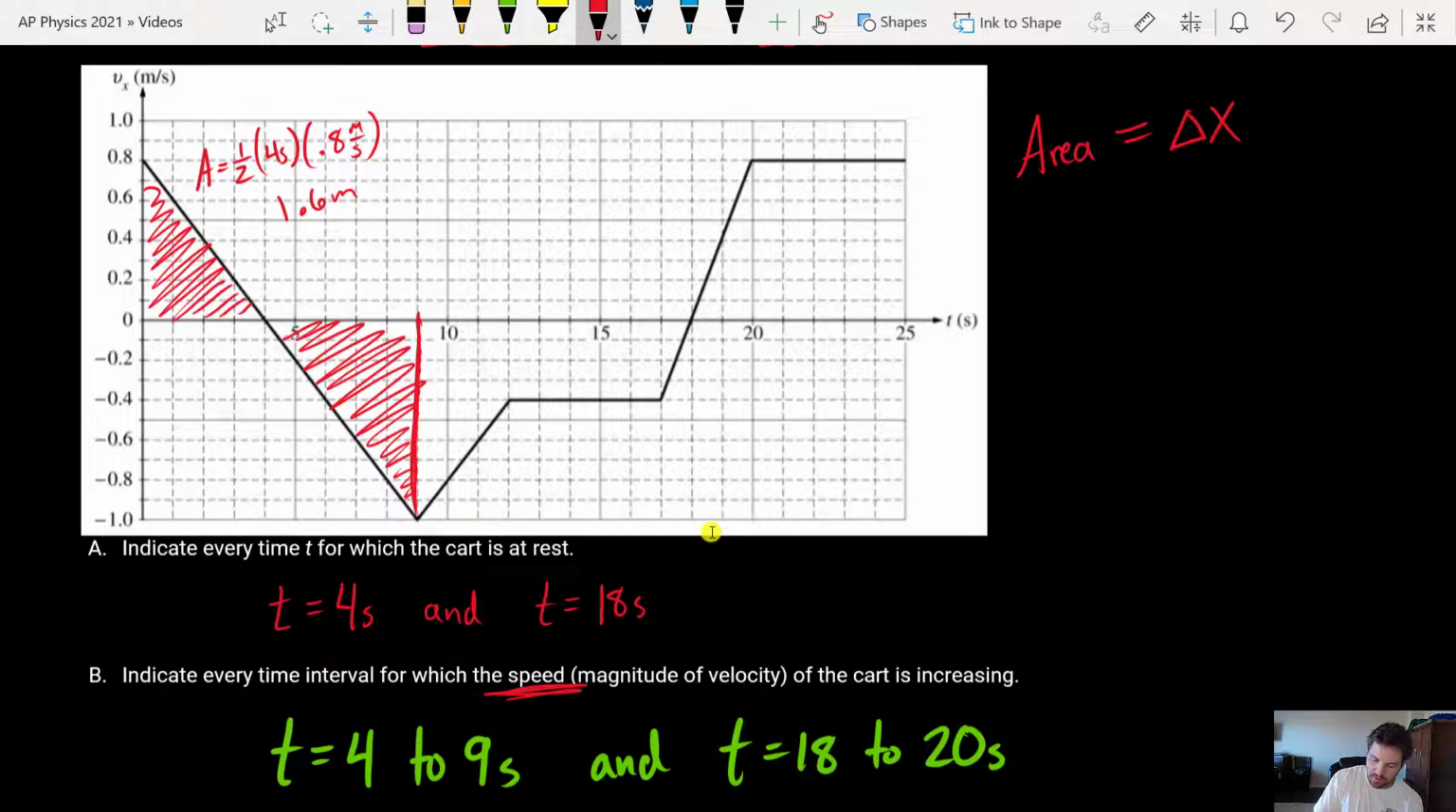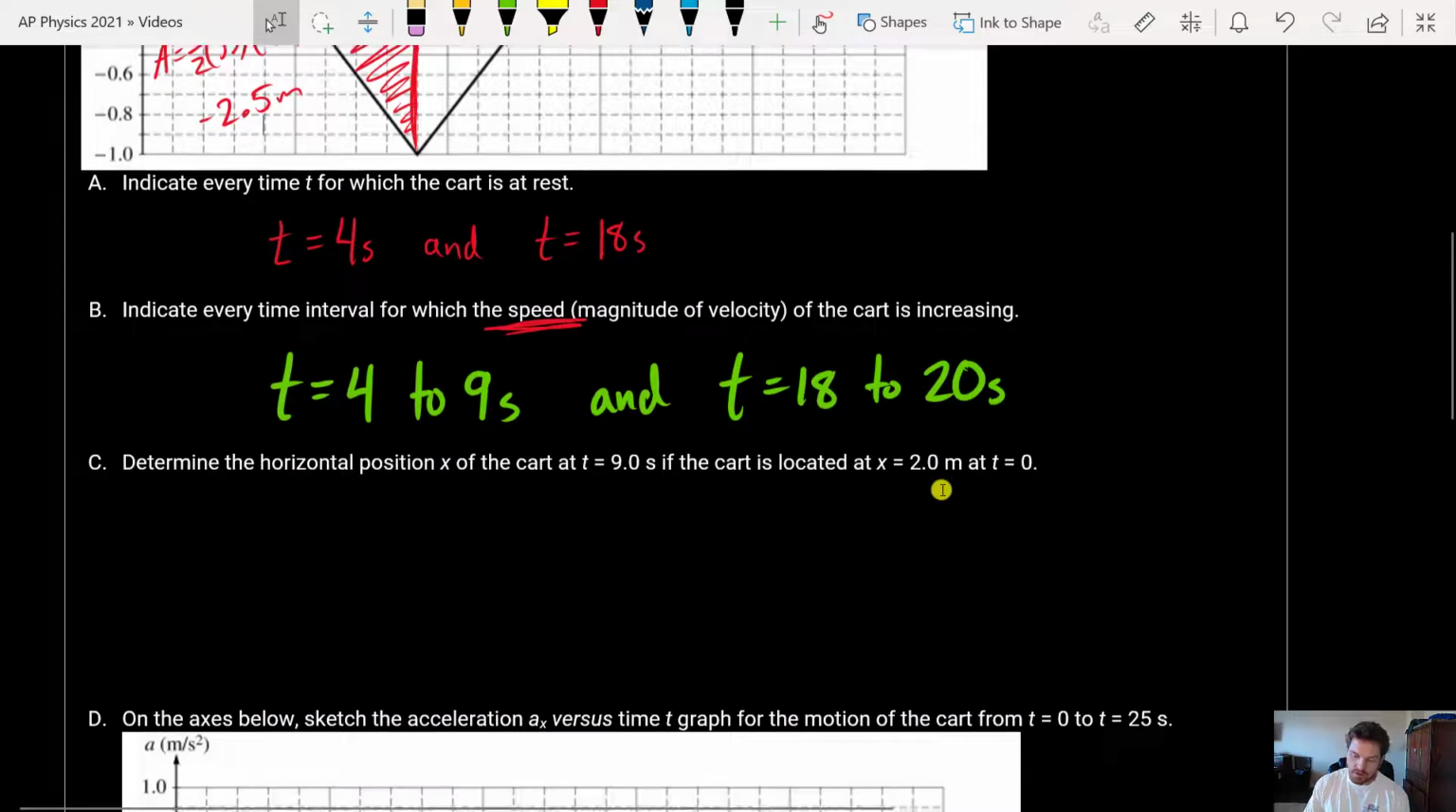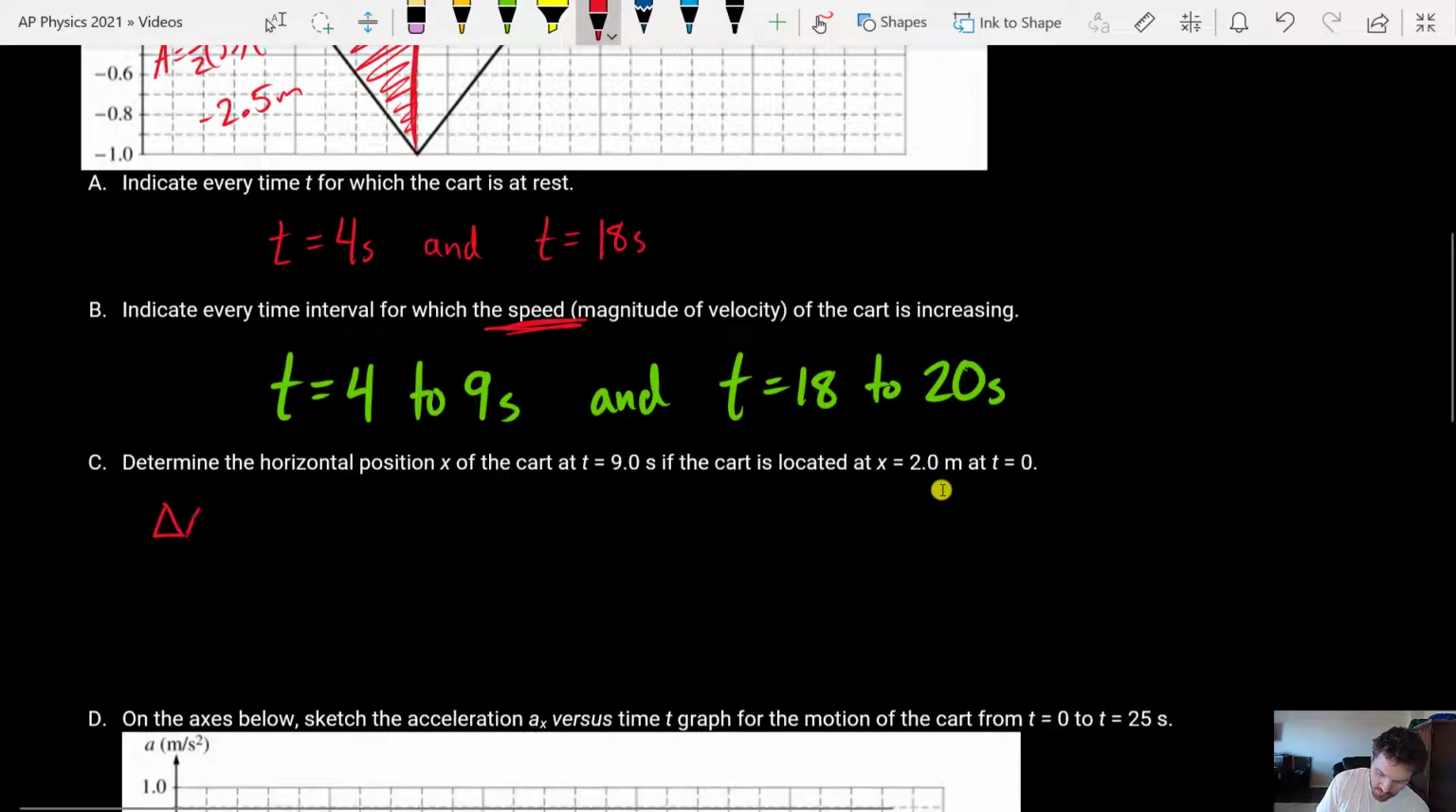And then I go down here, this is 1/2. The base goes from 4 to 9. So the base is 5 seconds. And the height is negative, because it's down below, -1. Okay, so that gives me an answer of negative 2.5 meters. All right, so I know right now the displacement is just adding up those areas together. That's 1.6 plus the negative 2.5. That's going to give me an overall displacement of negative 0.9 meters.